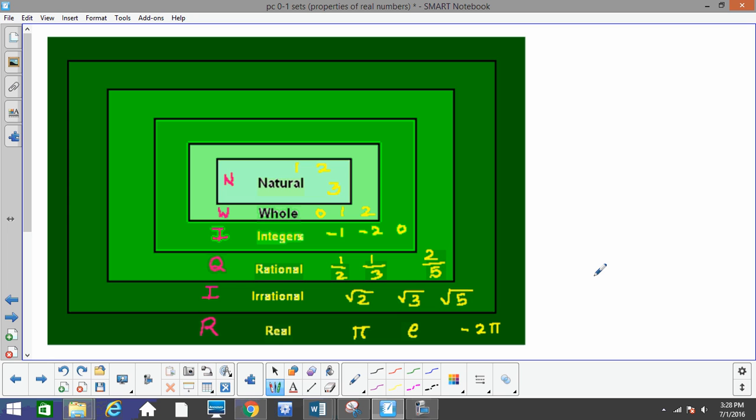Real numbers kind of encases everything.